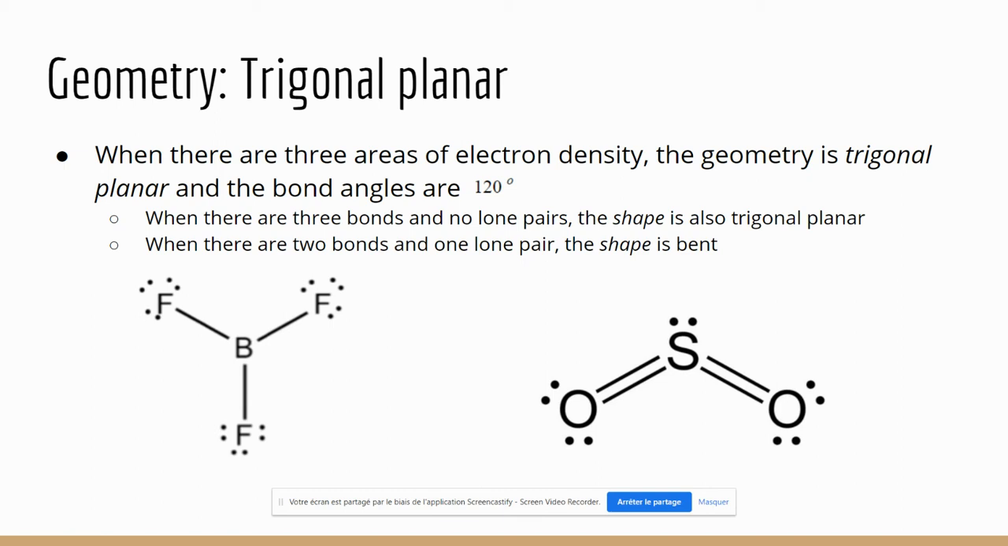On the left, the shape is also trigonal planar. Whenever you don't have any lone pairs, the shape and the geometry are the same. But on the right, the shape is different. It is bent, and that's because of the lone pair on sulfur. If we don't really consider that lone pair when we visualize it, it has a sort of bent shape to it, hence the term bent.